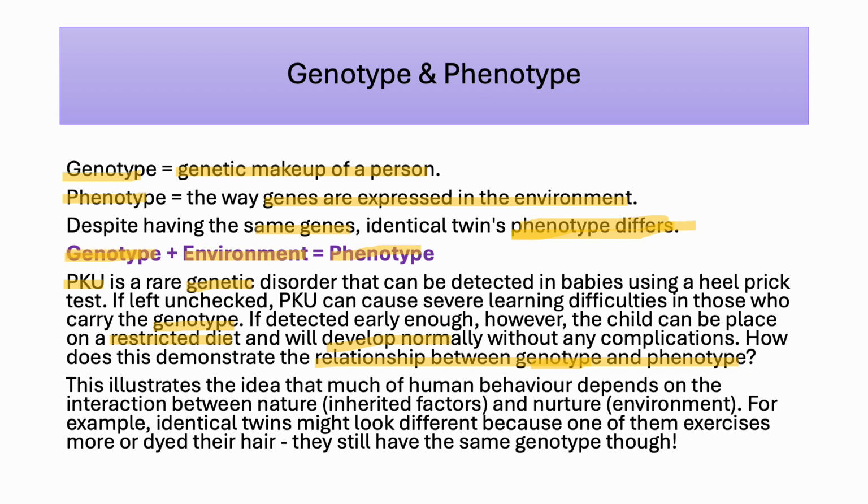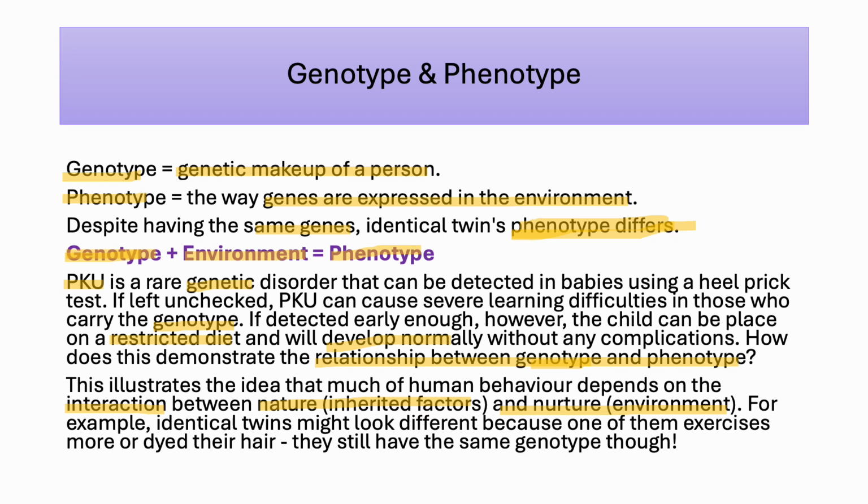So it illustrates much of human behaviour does depend on the interaction between nature, which is your inherited factors, but also nurture, the environment. So genotype and phenotype can be argued to support this idea of interactionism, okay, which is a key theory now in psychology, moving away from this idea that behaviour is only biological or only environmental. Genotype and phenotype can be used to articulate that actually the two combine and interact with one another.